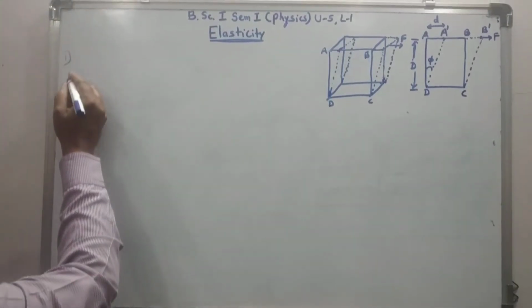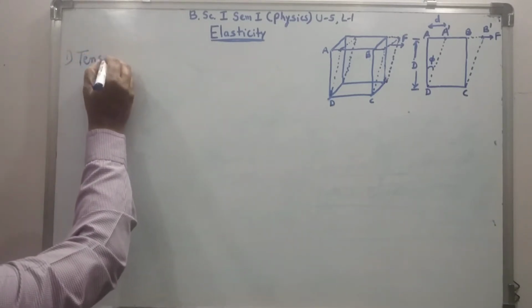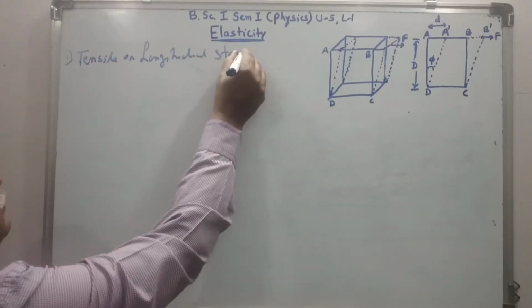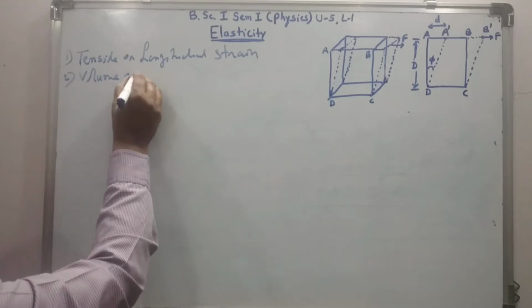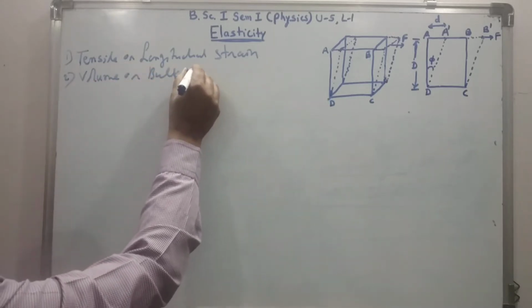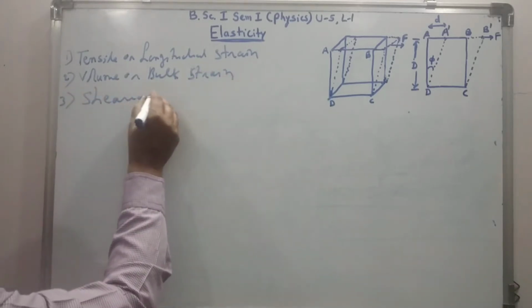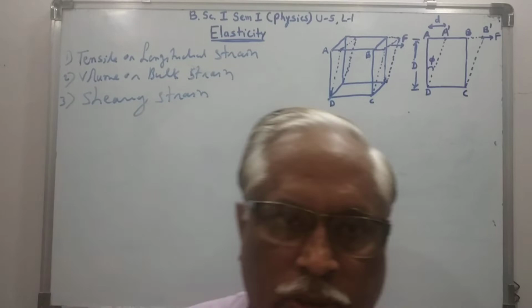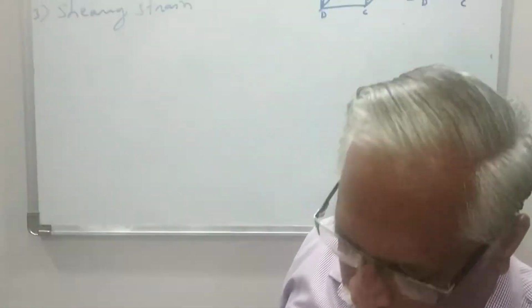First type of strain, it is called tensile or longitudinal strain. Second one is called volume, or it is also called bulk strain. And third one, it is called shearing strain. These are the 3 different types of strain depending on change in the dimensions of the body. So let us discuss the first type of strain, tensile or longitudinal strain.